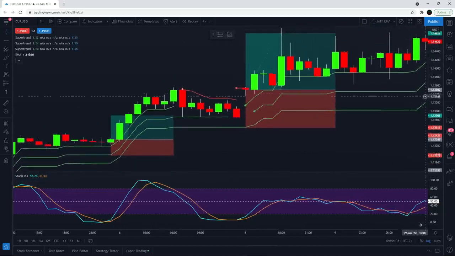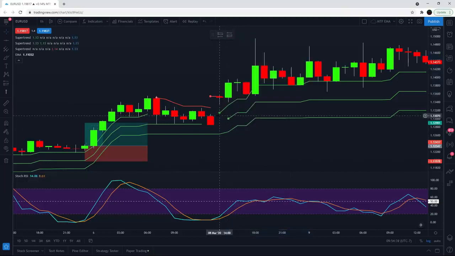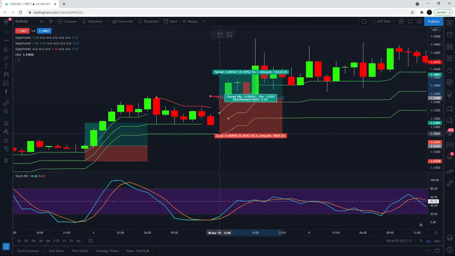And on this one, you can see it's different because we have our entry right here on this red candle, but we only have these 2 lines under instead of 3. So we're going to be placing our stop loss at the farthest away super trend indicator on this one.